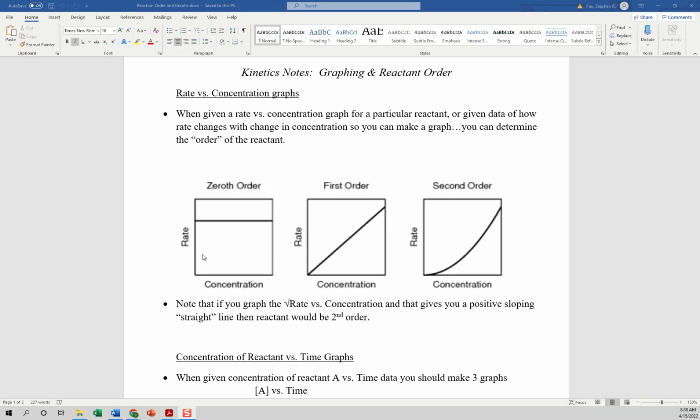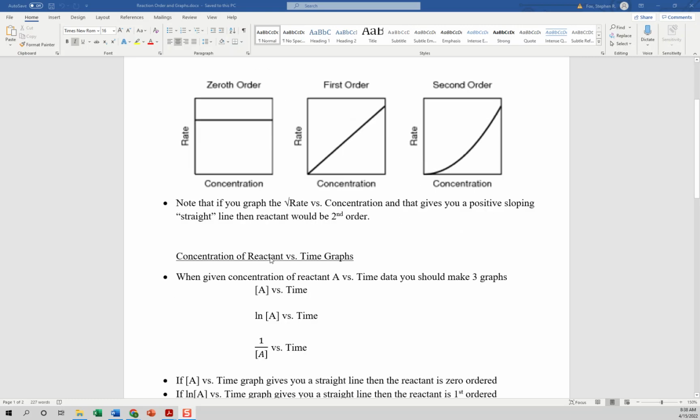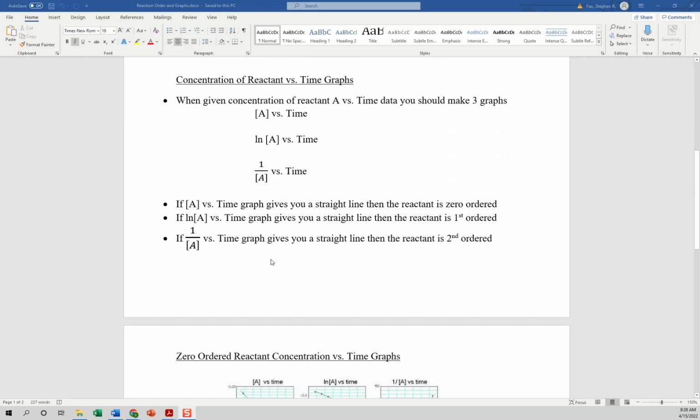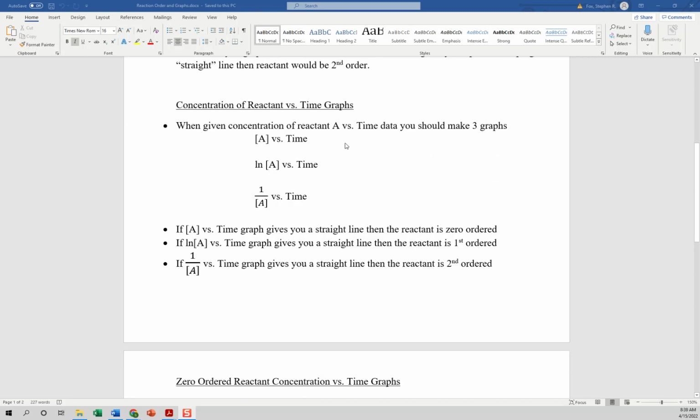So that's number one. Now, the next thing I want to show you are the graphs that will show up, and you need to know what you can get from the graphs. This goes hand in hand with the integrated rate laws. So let's say you're given concentration versus time data. Actually, I should say amount versus time data.